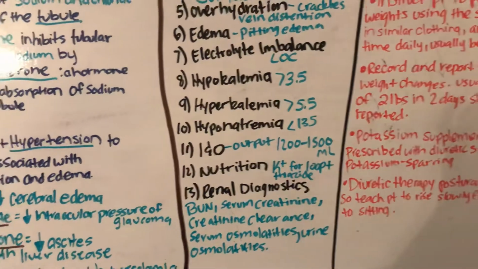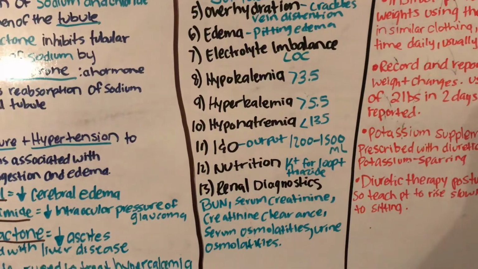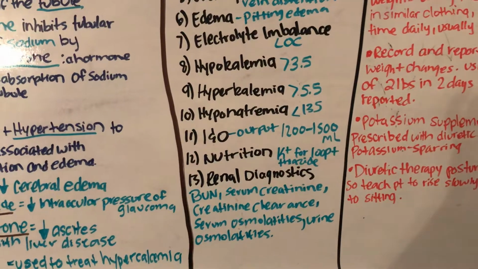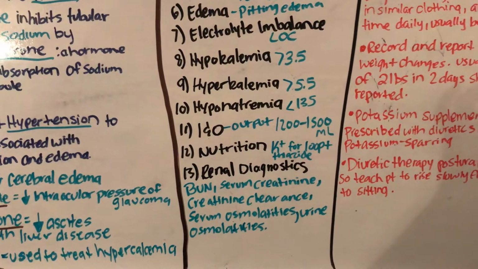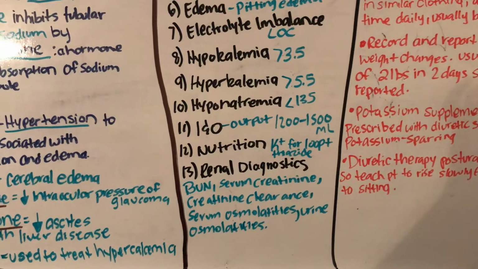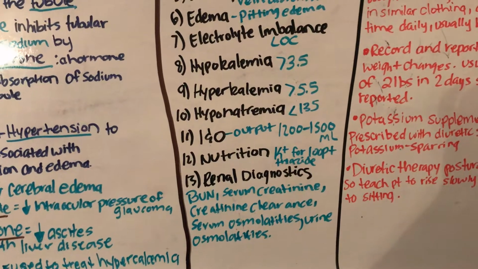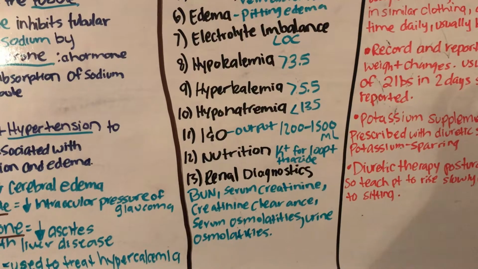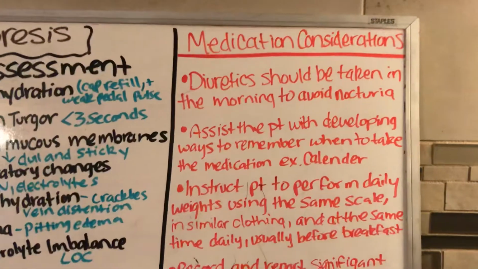You want to assess their nutrition. So for those taking loop and thiazide diuretics, you want to increase the potassium. And you want to assess their renal diagnostics such as BUN, serum creatinine, creatinine clearance, the serum osmolalities, and the urine osmolalities. So your medication considerations.